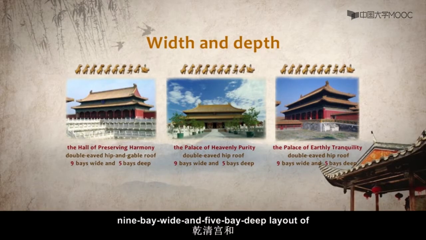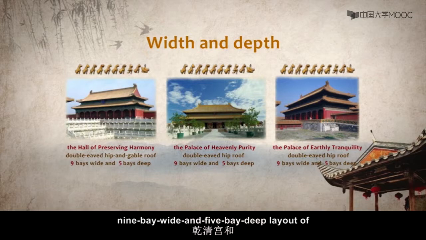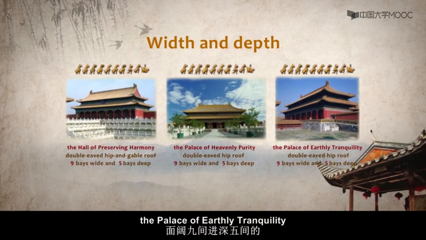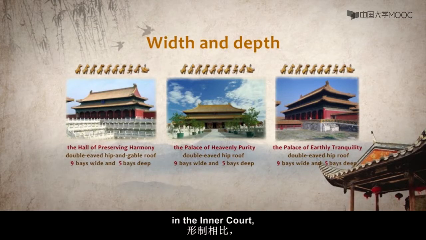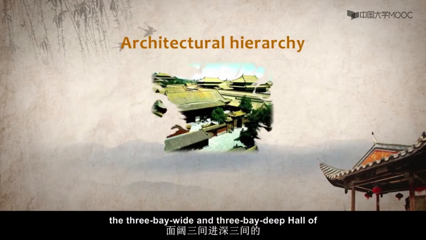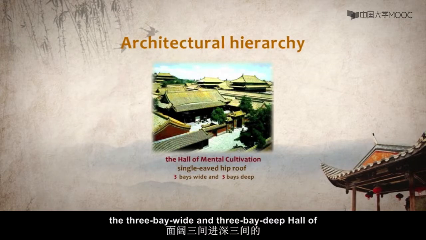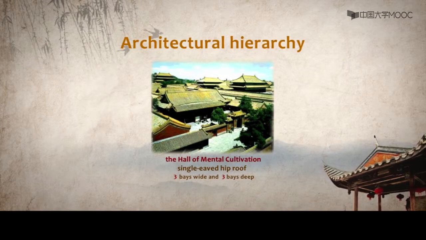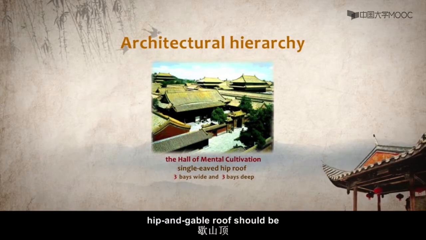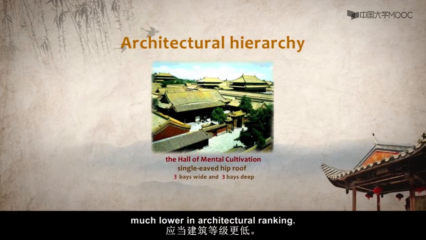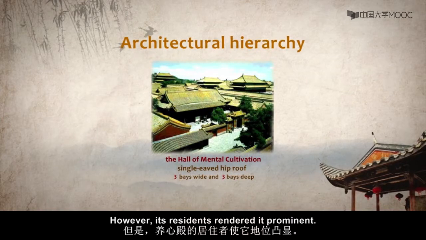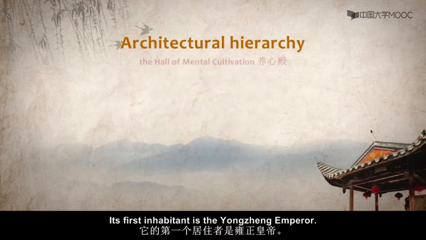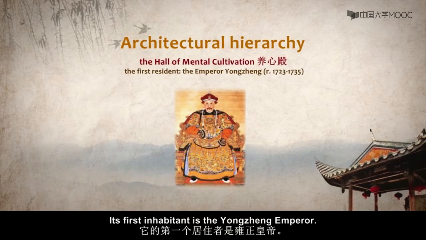Compared with the 9 bay wide and 5 bay deep layout of the Palace of Heavenly Purity and the Palace of Earthly Tranquility in the inner court, the 3 bay wide and 3 bay deep Hall of Mental Cultivation with a single-eaved hip and gable roof would be much lower in architectural ranking. However, its residents rendered it prominent. Its first inhabitant is the Yongzheng Emperor.